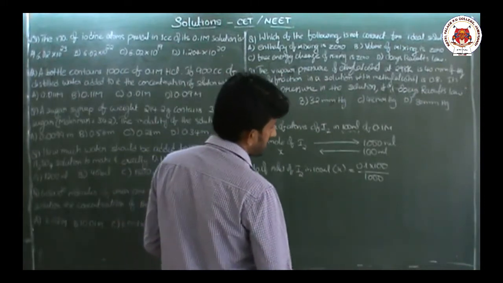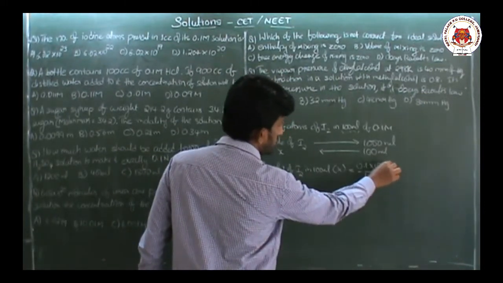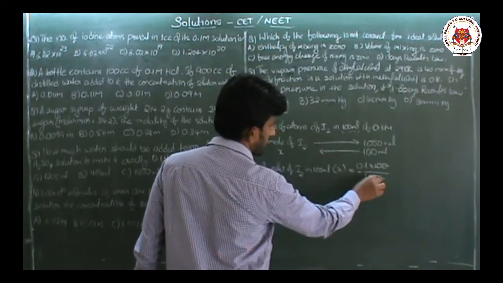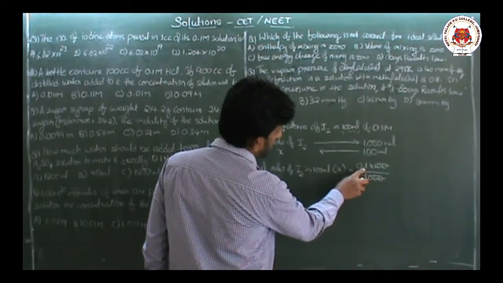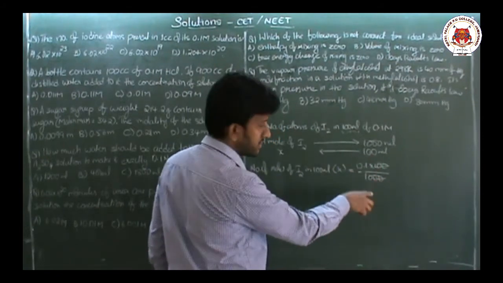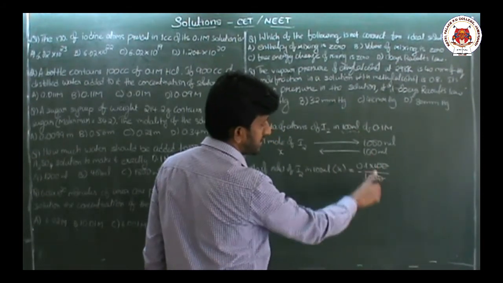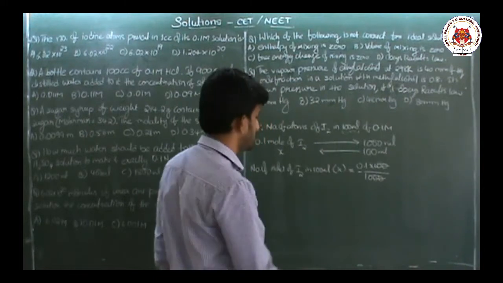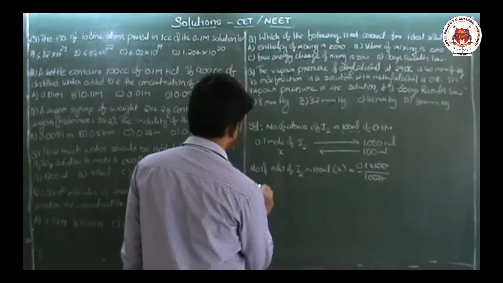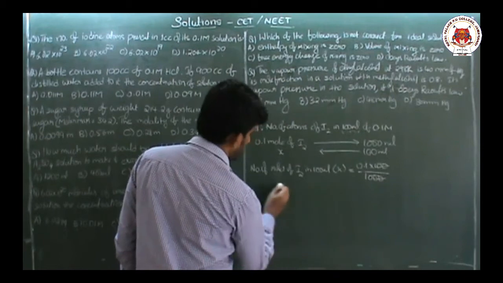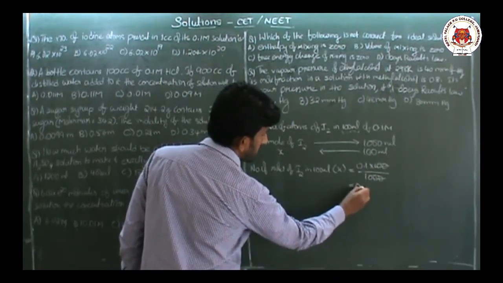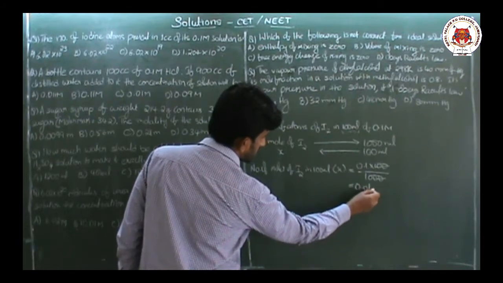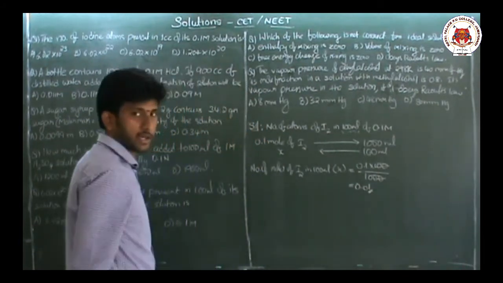Now here two zeros you can cancel. This is 0.1, which means 10 raised to minus 1. You take this 10 upside, it is also 10 raised to minus 1. Means totally the number of moles of iodine is 0.01 moles per 100 ml.